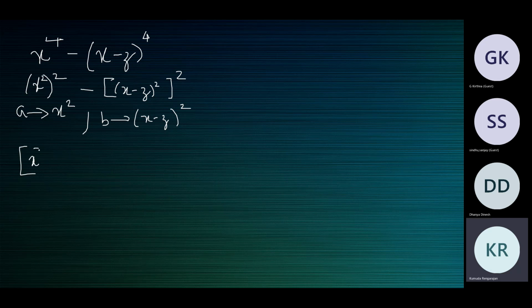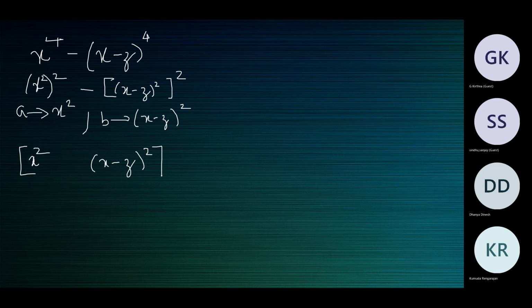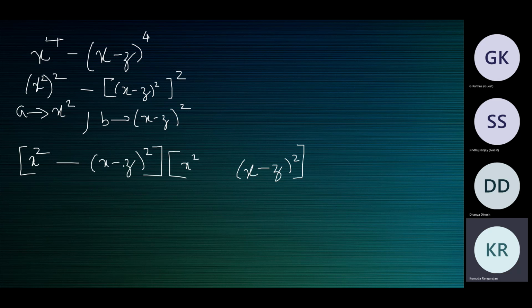Okay, we'll write A and B. This is A, and this is B. A minus B the whole square into, again we'll write A, this is A, this is B. A minus B into A plus B. So I've written A here, B here, A plus B.